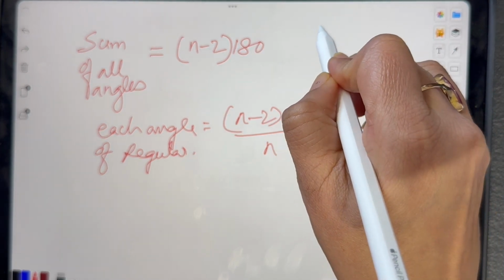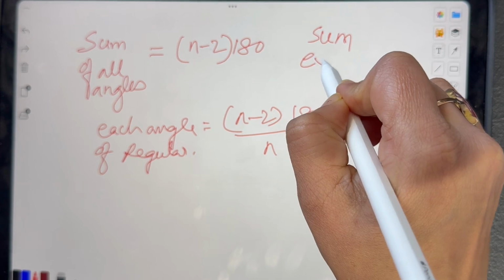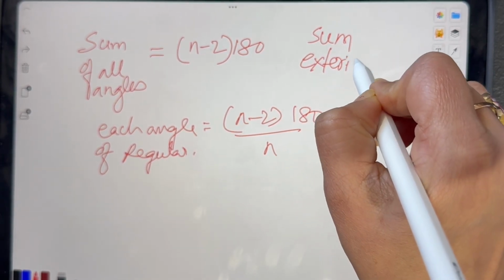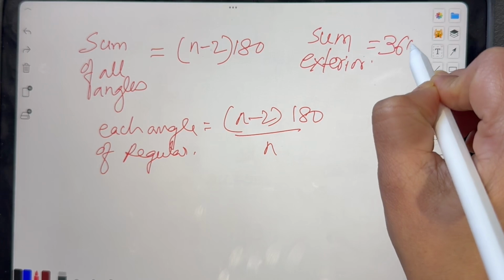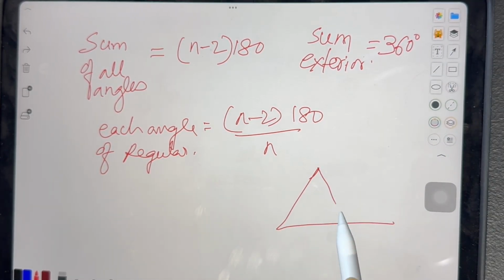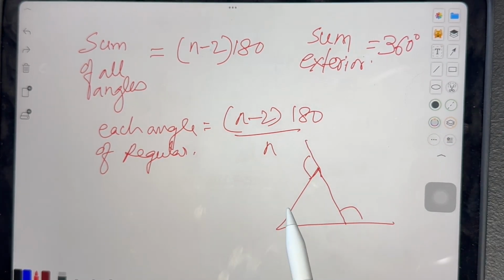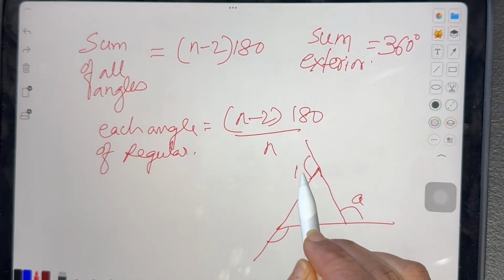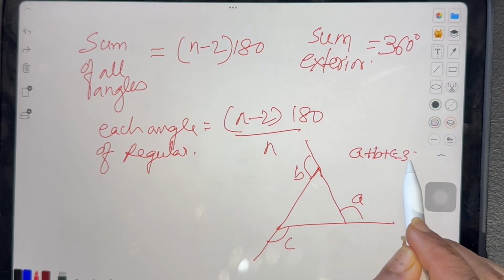Sum of all the exterior angles, I'm doing it here. The sum of all the exterior angles of any polygon, no matter what kind of polygon it is, is always 360. What do I mean by exterior angle? So if this is a triangle, this angle is called the exterior angle. And if I extend this, this is the exterior angle. If I extend this, this is the exterior angle. So if I add A plus B plus C, no matter what figure it is, it will always be 360.